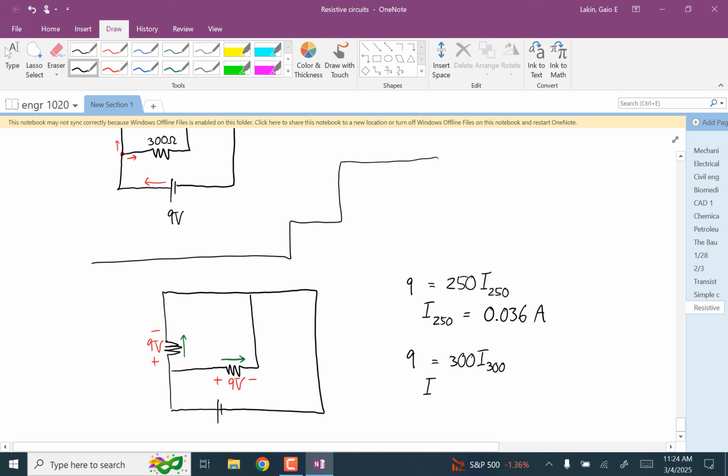And so the current through the 300 is 0.03 amps. So I can write it on here as this one is 0.03 amps, this one is 0.036 amps. Okay.